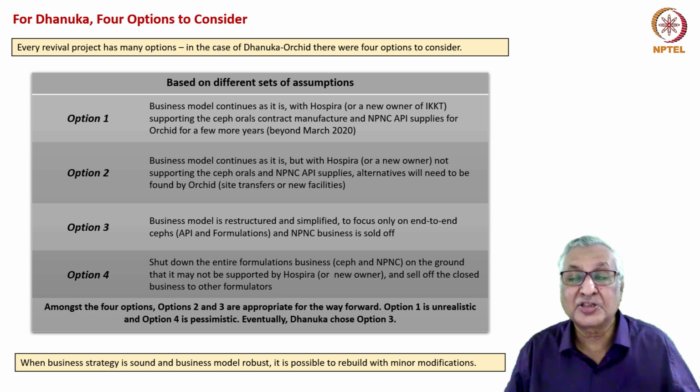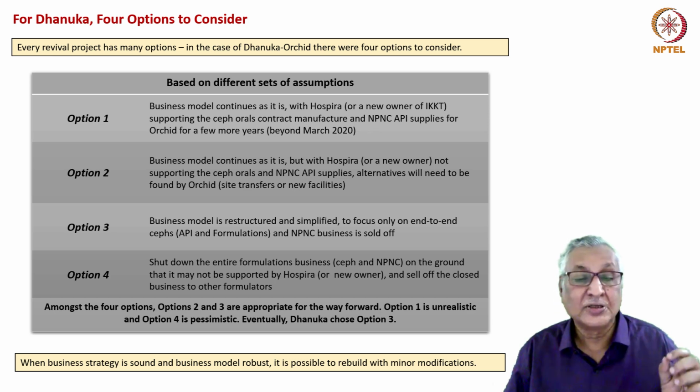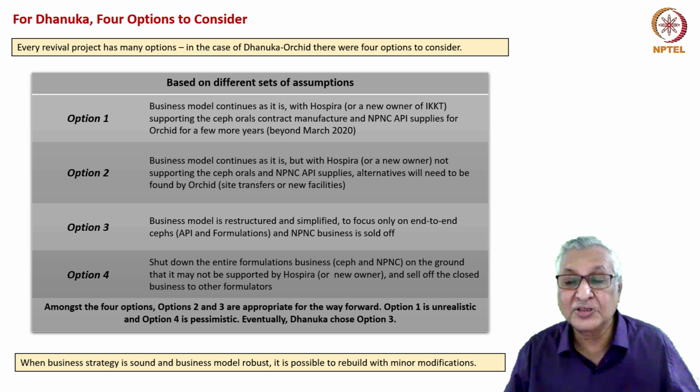Option 3, business model is restructured and simplified to focus only on end-to-end CEFs, API and formulations, and the NPNC business is sold off. Option 4, shut down the entire formulations business on the ground that it may not be supported by Hospira or the new owner, and sell off the closed business to other formulations companies. Obviously, each of the options comes with its own pessimistic or optimistic assumptions and a choice has to be made.